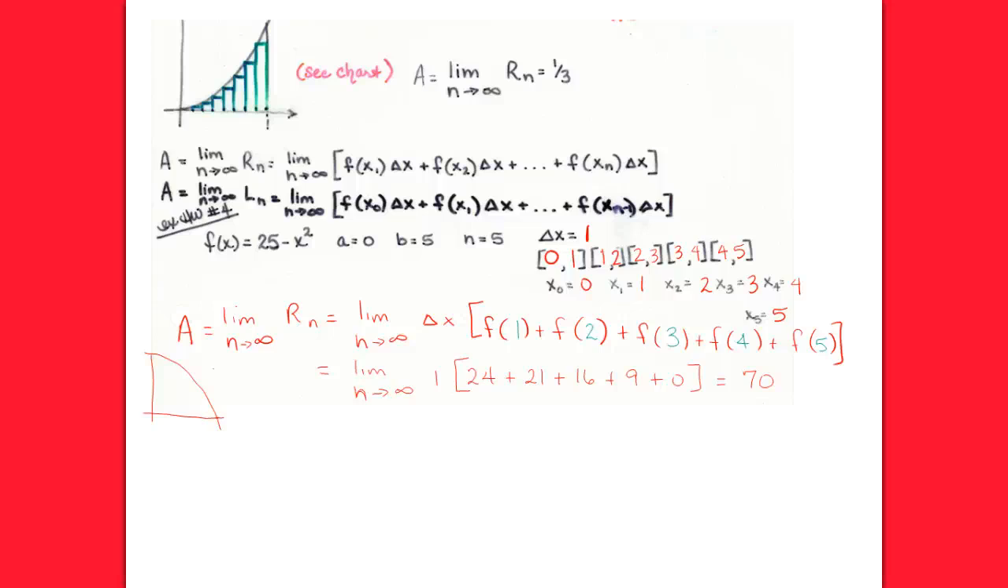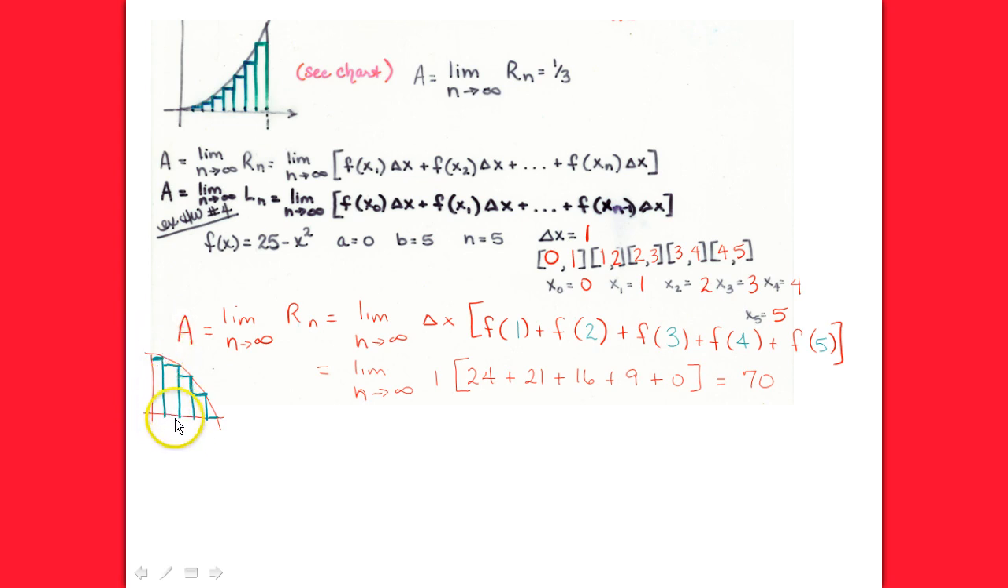So if I'm looking at my decreasing function, 25 minus x squared, we know that's a parabola that opens down, right? So if we're looking at the piece of it from 0 to 5, that's going to be a decreasing function. If I go through and in this first interval from 0 to 1, if I use the right-hand side to set that height, it's going to be an underestimate. Look at the piece from 1 to 2.